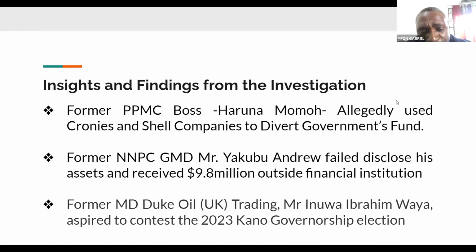Also, we realized in this investigation that the former MD of Duke Oil in the UK made an attempt to contest the 2023 election that just ended in Kano State. So people were asking the question, how can a civil servant, someone working just for a state-owned company, have this kind of money to contest an election in the ruling party of the country, far away in Kano? So these were serious red flags that we equally observed during this period of investigation. I'm sorry, we have to, yeah, please wrap up.